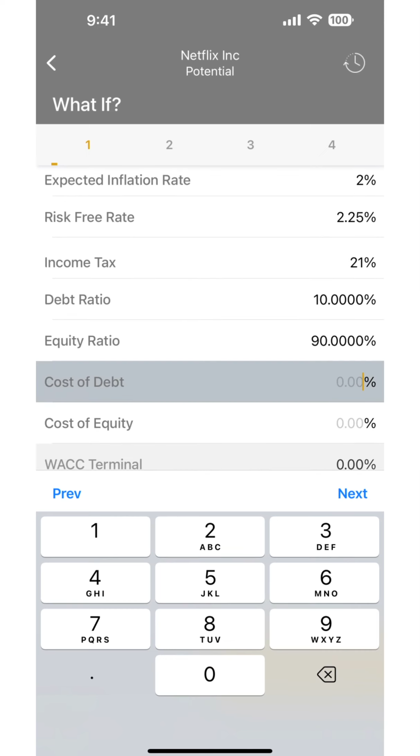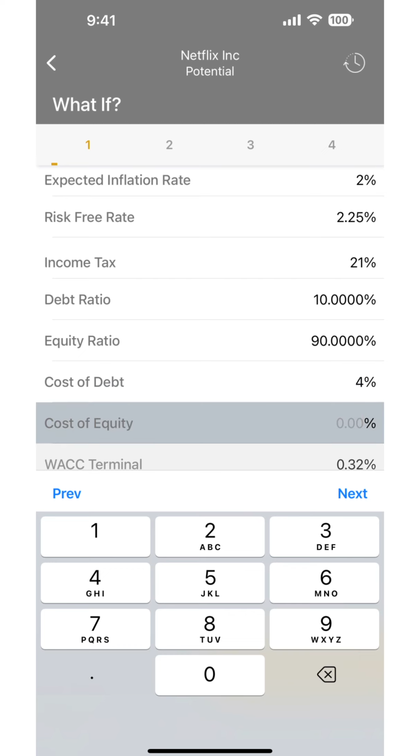Cost of debt and equity. Now we look at cost of debt and cost of equity during terminal period. The cost of debt is taken by looking at the risk-free rate assumed in the terminal period and the default spread of the company. The cost of debt for Netflix during the terminal period is assumed at 4%.